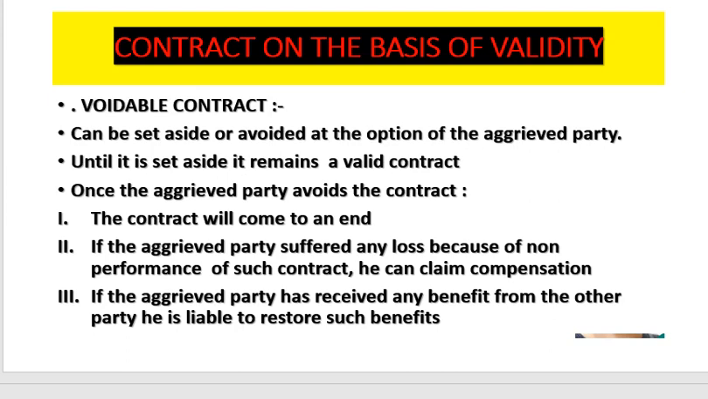A voidable contract can be set aside or avoided at the option of the aggrieved party whose consent is not free. So it could be declared void at the instance of the party whose consent is not free, not at the instance of the other party. Until it is set aside, it remains a valid contract until action is taken by the aggrieved party. Once the aggrieved party avoids the contract, it will come to an end.